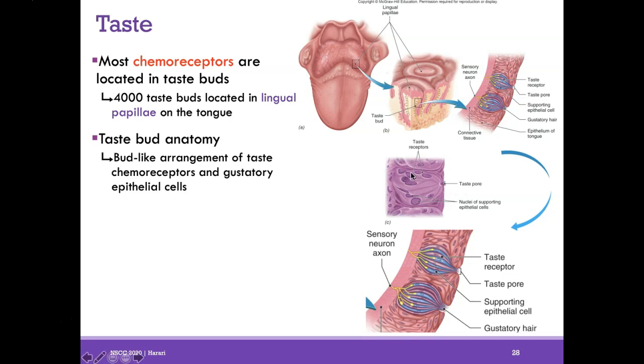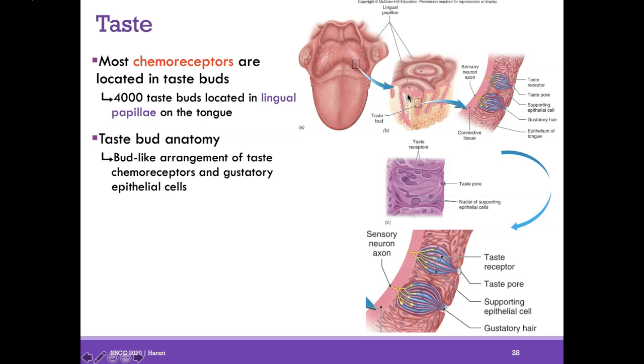This is an actual taste bud over here. This is one taste bud, this little circle. If we were to zoom in, let's look at the tongue over here. This is a lingual papilla, this whole little bump. And if we were to zoom in, you can see these little circles, each of those are taste buds. So each lingual papilla, each bump on your tongue, has many of these taste buds.